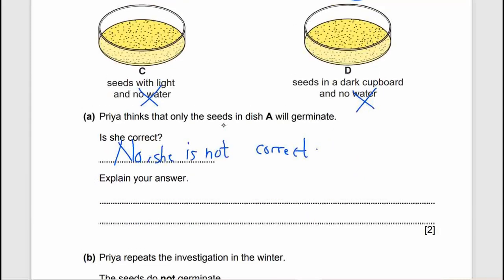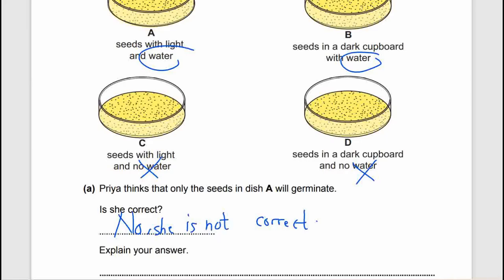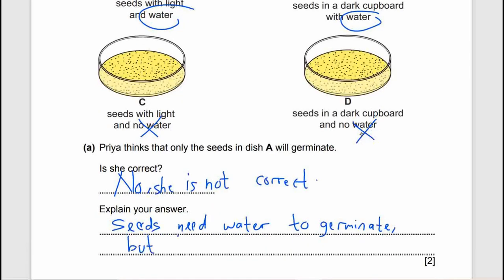Explain your answer, because seeds need warmth to germinate and they need water. So seeds need water to germinate, but they don't need light to germinate. The seeds need water to germinate, but they don't need light to germinate.